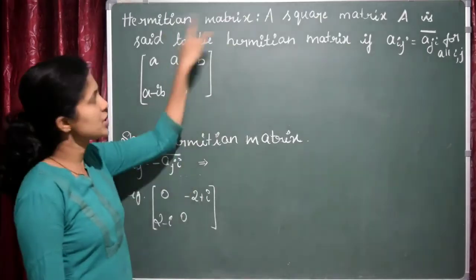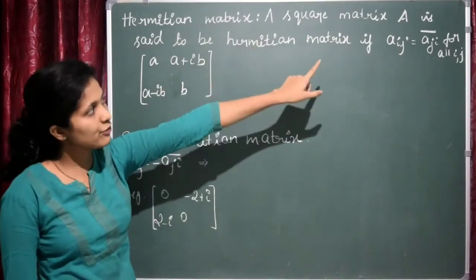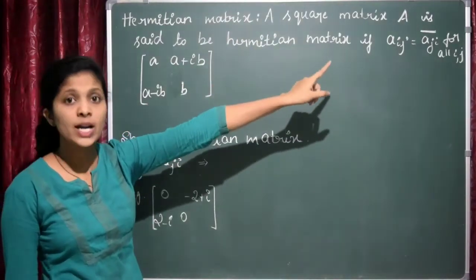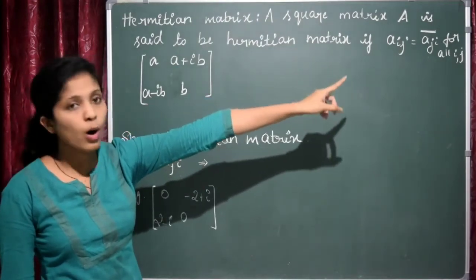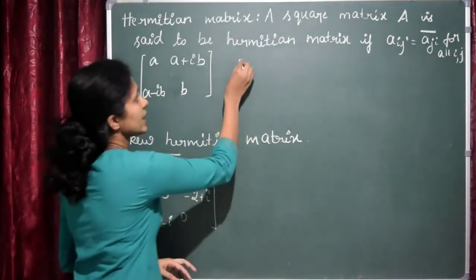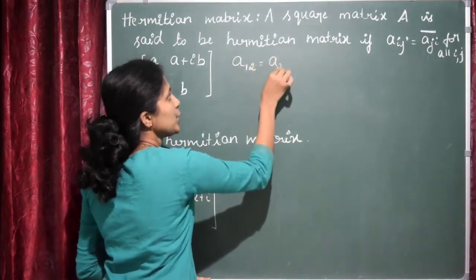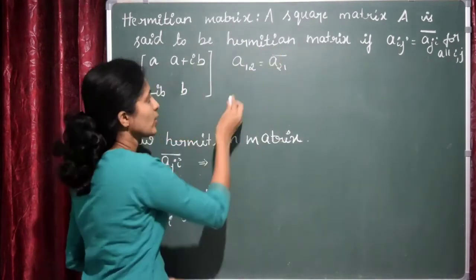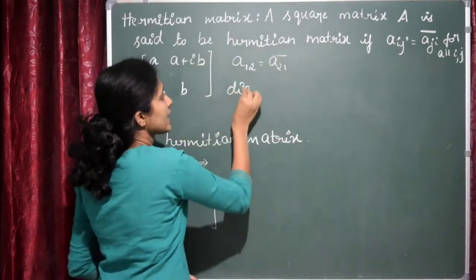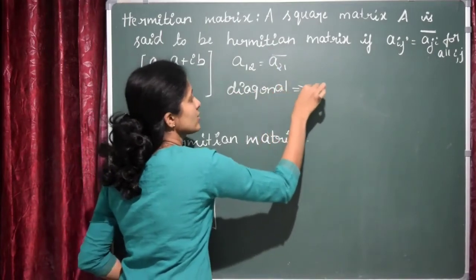A square matrix A is said to be a Hermitian matrix if Aij is equal to the conjugate of Aji, for all i and j. That is, if the A12 element is there, it should be equal to the conjugate of A21. Is it clear? One more thing you have to remember here: the diagonal elements in a Hermitian matrix are always real.